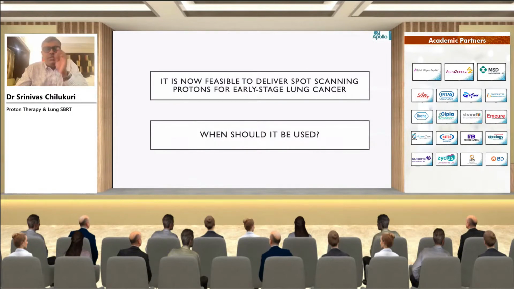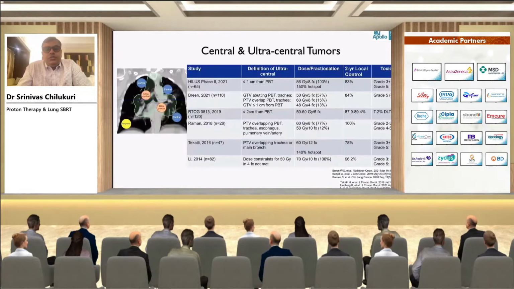So to essentially conclude my first few slides, it is now feasible to deliver spot scanning protons for early stage lung cancers with extreme hypofractionation, the kind of fractionations which we have been routinely using for a long time. But essentially with SBRT, the morning half also showed that the results are excellent for even the majority of the tumors. So in that context, why and when should a proton SBRT be used?